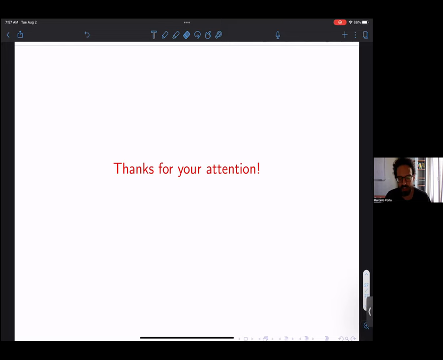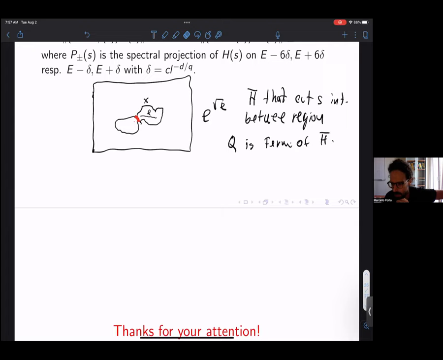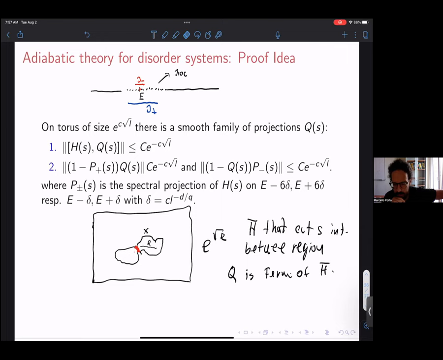Actually, I have one, and maybe I would like to start. Sorry, I missed the construction you were sketching at the end. What is the feature of these regions that you are defining? What are they good for?